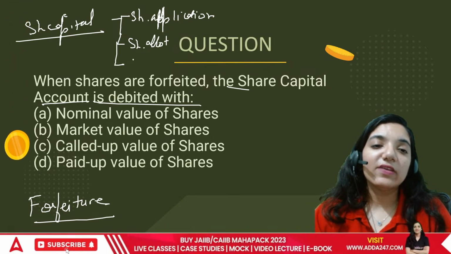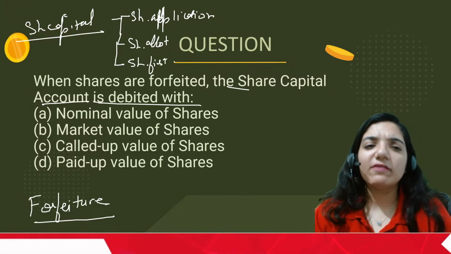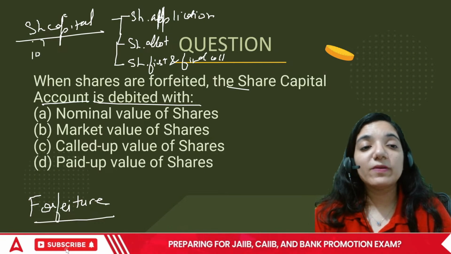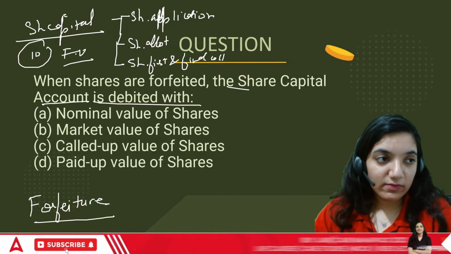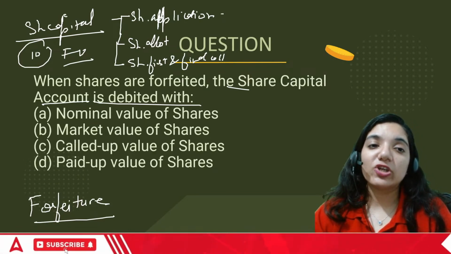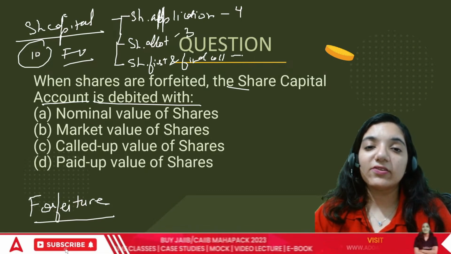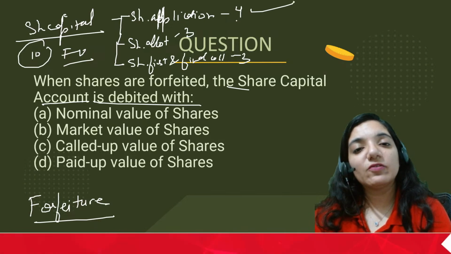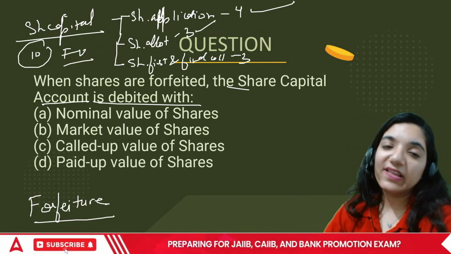Then we can ask for share first call, and maybe there is another call, and we can also call it share first and final call. Now the entire 10 rupees, which is the face value, is divided into 2, 3 or more calls. For share application, it might be 4 here and 3 here and 3 here. So someone would have paid this 4, someone would have paid this 3. Till this 7 rupees, they have paid everything.